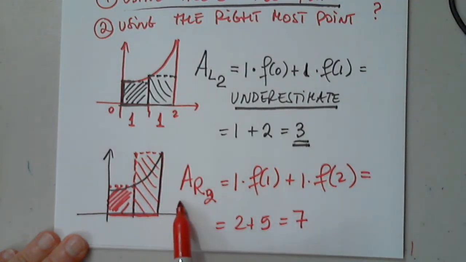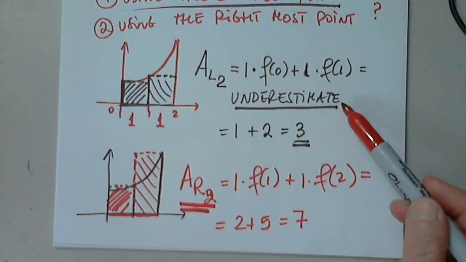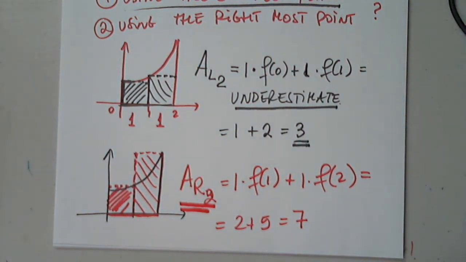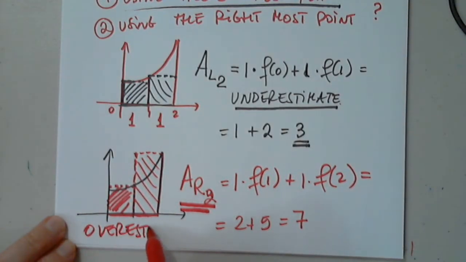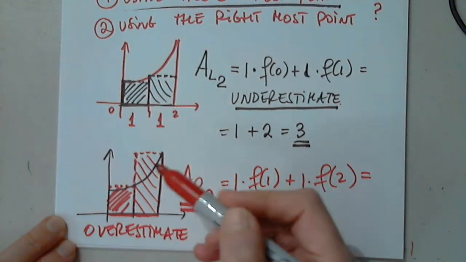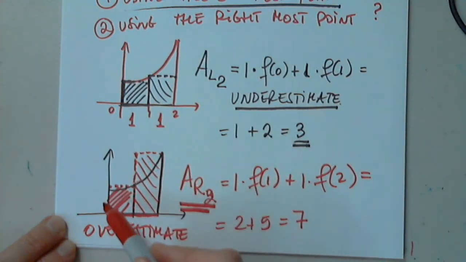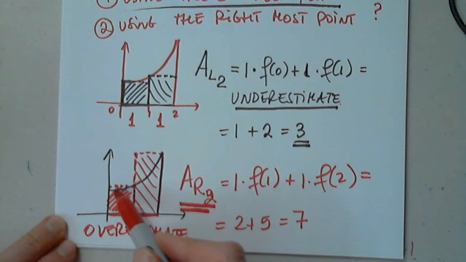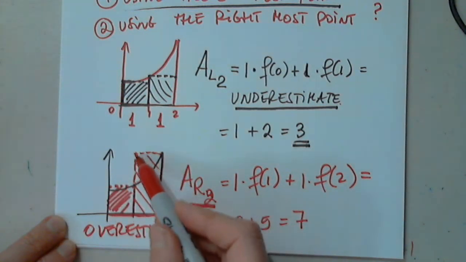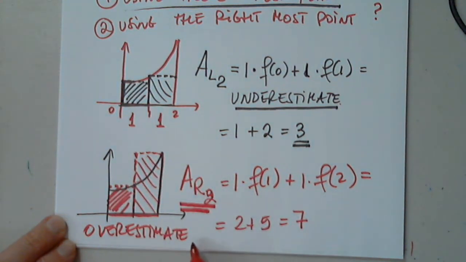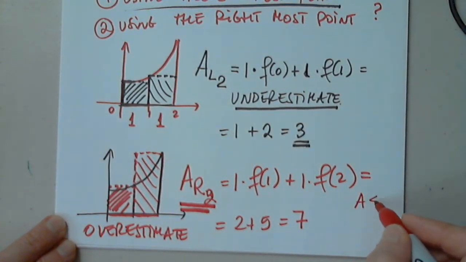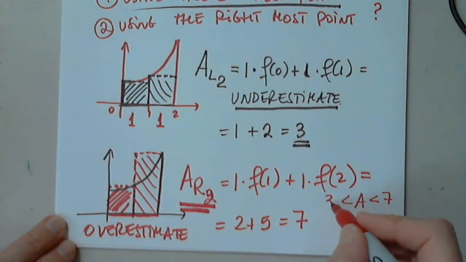Will this area with rightmost point and 2 subintervals be an underestimate or an overestimate of the area? An overestimate. Very good, awesome. Because this area does not belong under the graph. It's not under the graph, and this is above. So obviously it's an overestimate. So the true area should be somewhere between 3 and 7.